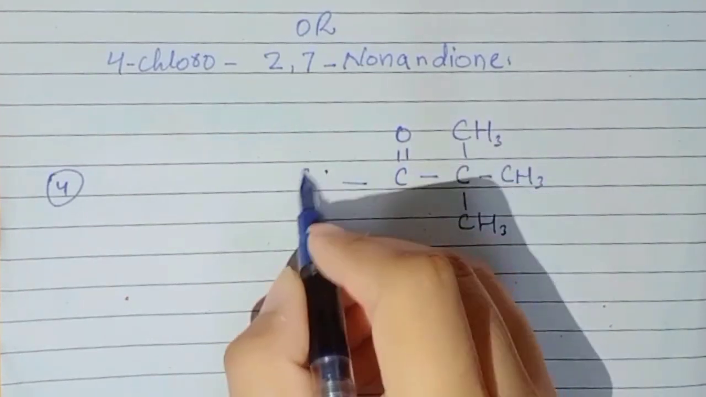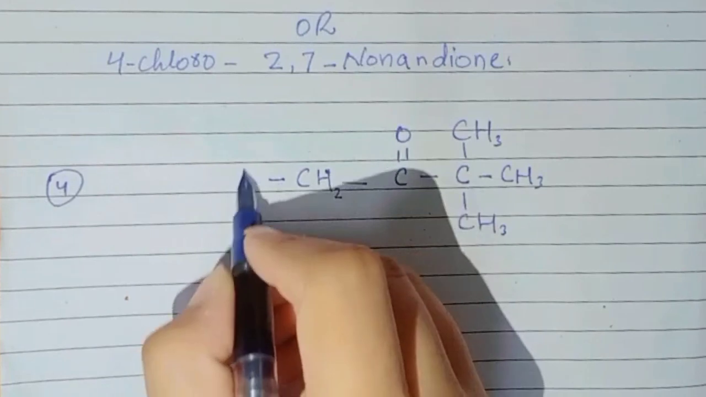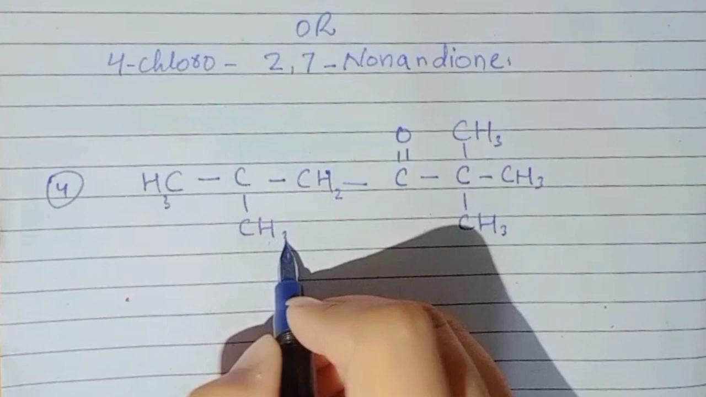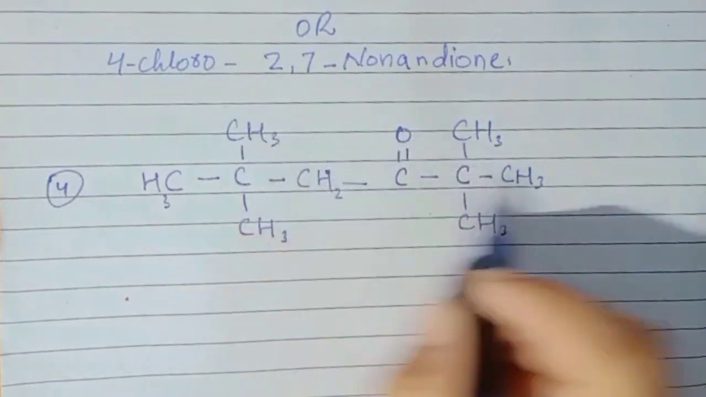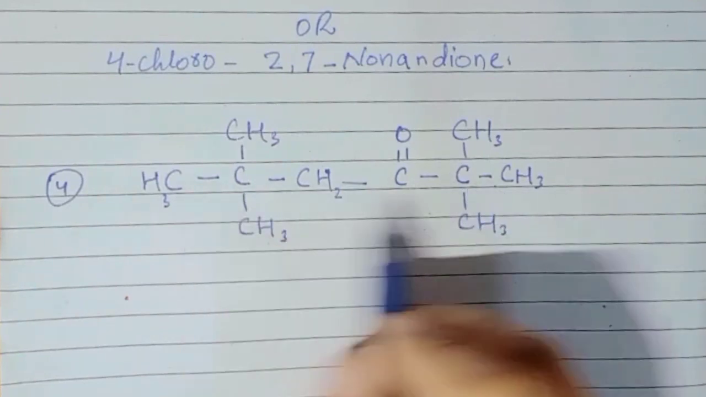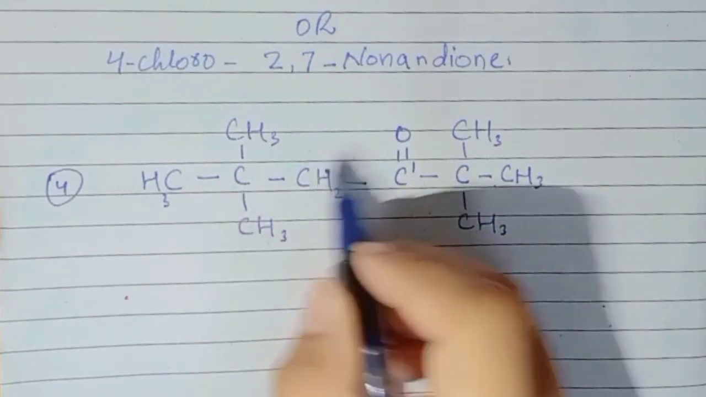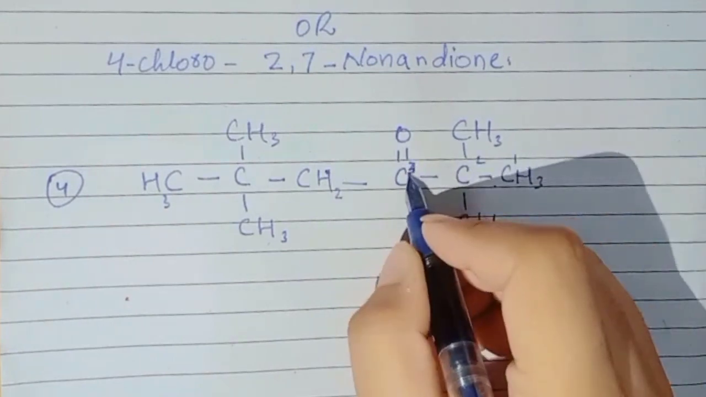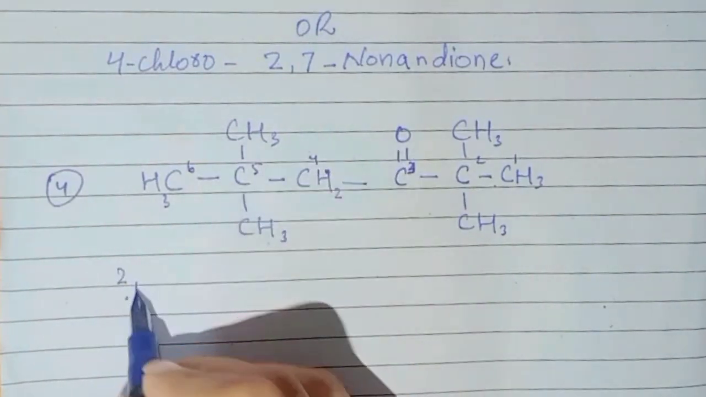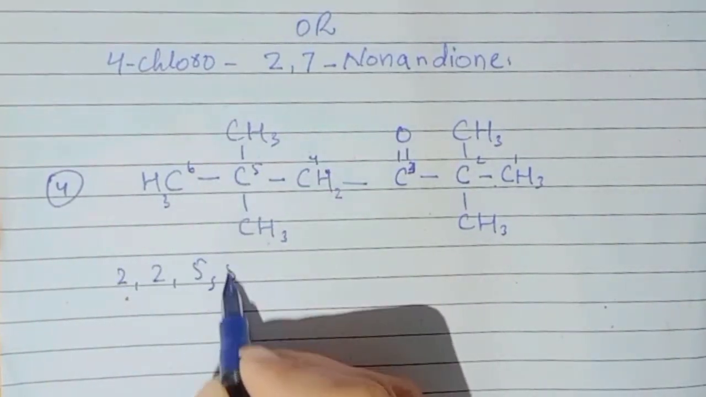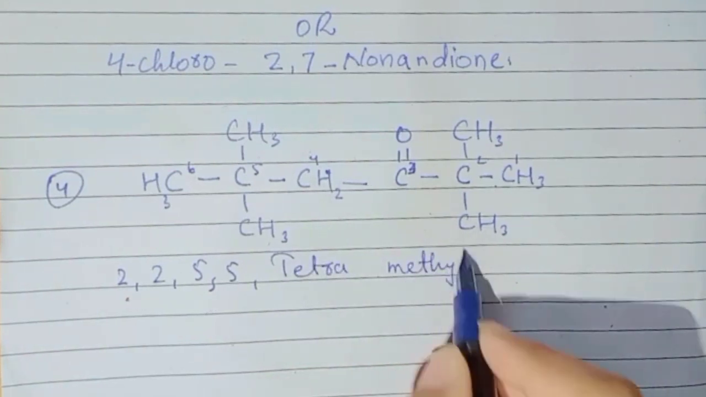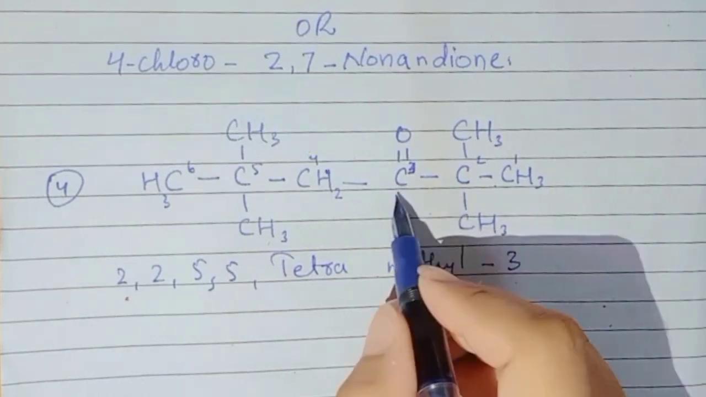The next example has only 1 carbonyl group, but has methyl branches, so we will start the numbering from where the carbonyl carbon is nearest. The name is 2,2,5,5-tetramethylhexan-3-one.